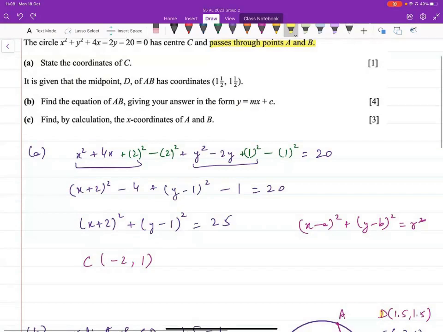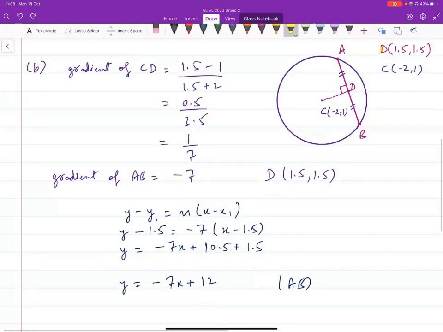Okay, let's look at part C. In part C, it says find by calculation the x coordinates of A and B. So now you need the x coordinates of A and B. How can you find that? A और B coordinates कैसे figure out करें आप? Any idea? Coordinates of the points A and B. We already have the figure drawn here. That should give you a hint.